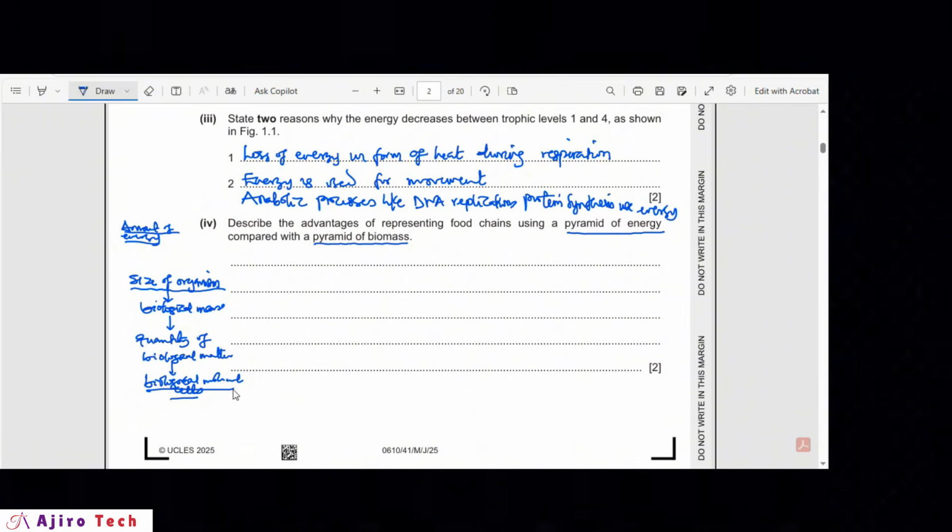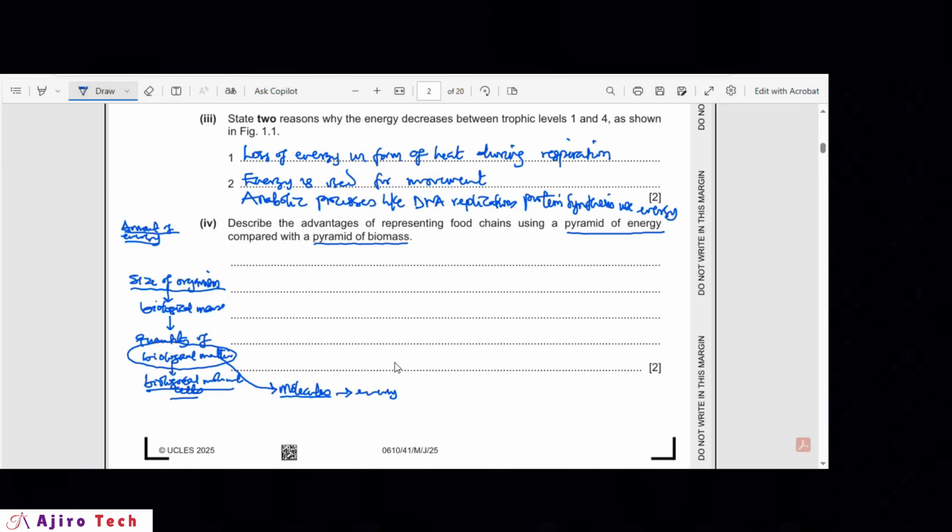And when you talk about the biological mass, which is the biological matter, we also talk about those molecules. It refers to those molecules that can be respired to release energy. Molecules that can be respired to release energy.